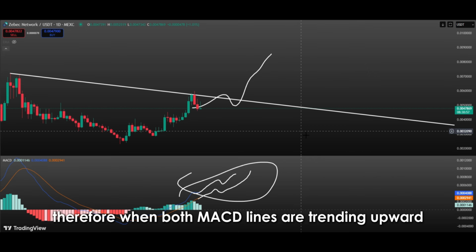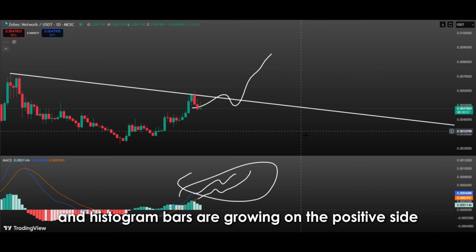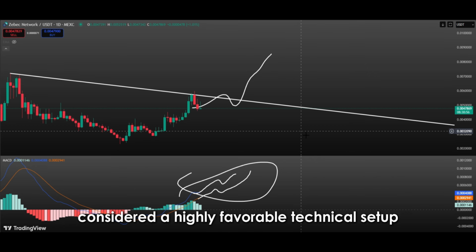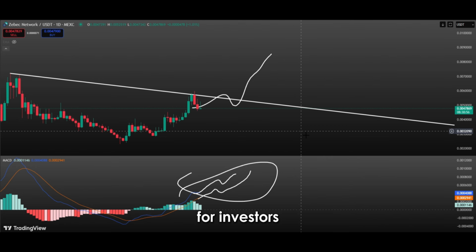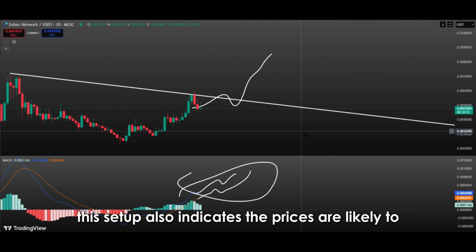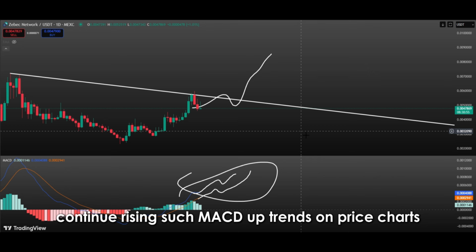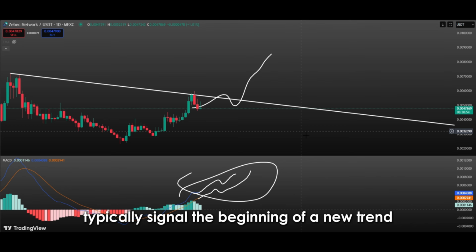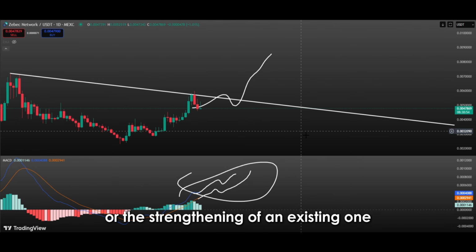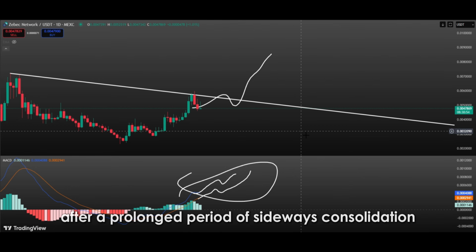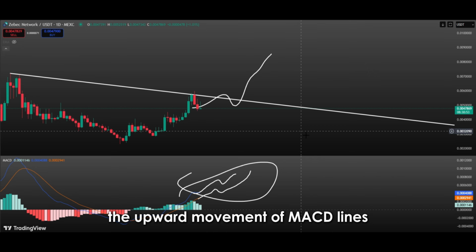Therefore, when both MACD lines are trending upward and histogram bars are growing on the positive side, this is considered a highly favorable technical setup for investors. This setup also indicates the prices are likely to continue rising. Such MACD uptrends on price charts typically signal the beginning of a new trend or the strengthening of an existing one. Especially after a prolonged period of sideways consolidation, the upward movement of MACD lines can be a strong signal that a new upward move is starting in the market.